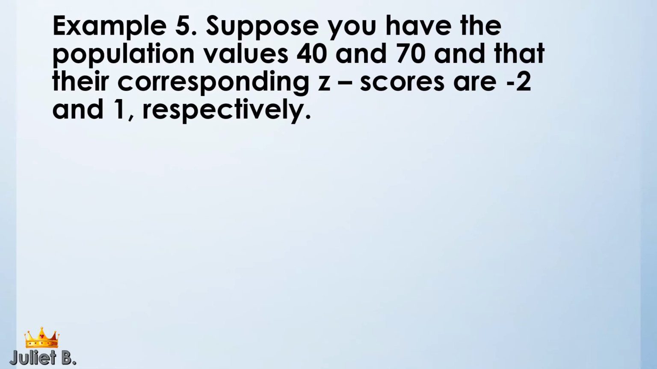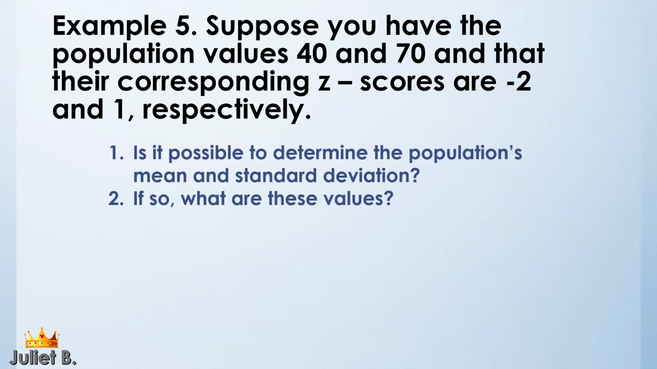Let's have example number 5. Suppose you have the population values of 40 and 70 and that their corresponding z-scores are negative 2 and 1 respectively. 1. Is it possible to determine the population's mean and standard deviation? If so, what are these values?